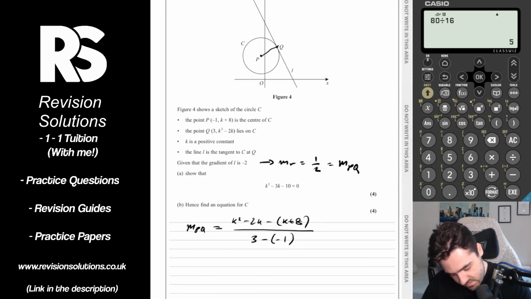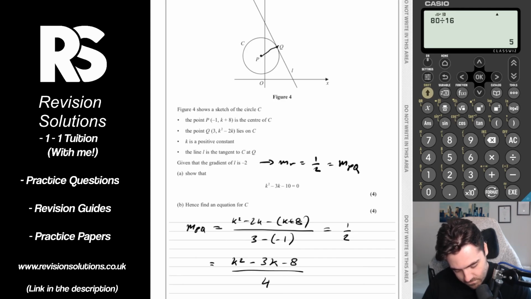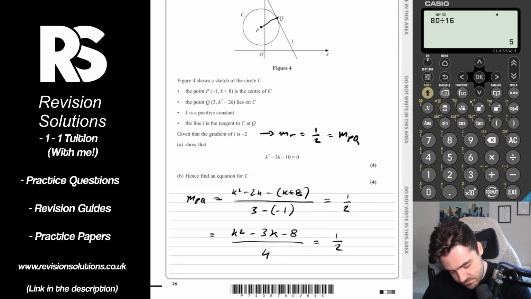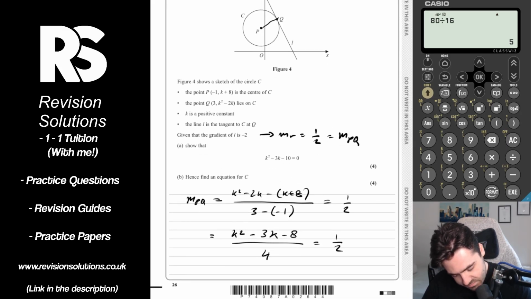So simplifying, oh, I'm sorry, that should equal a half. So simplifying the top, we get k squared minus 2k minus another k, that's minus 3k, and then minus an 8. And on the bottom, we're going to get 3 minus minus 1, that's 4, which gives us a half. And sorry, there's a half on the other side. And then we just have to multiply up.